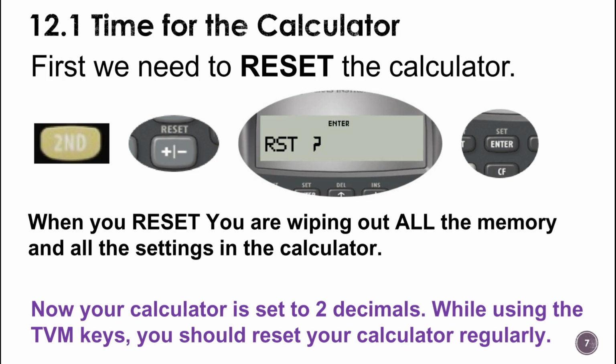It also sets your calculator on 2 decimal places. And so you can see I wrote that in here. While using TVM keys, you should reset your calculator regularly because otherwise you'll end up missing answers that you shouldn't be missing, right? You put the numbers in right, but it's not coming out right. Okay, so that key sequence right there is what you will see, and the RST even on your calculator screen will be there.